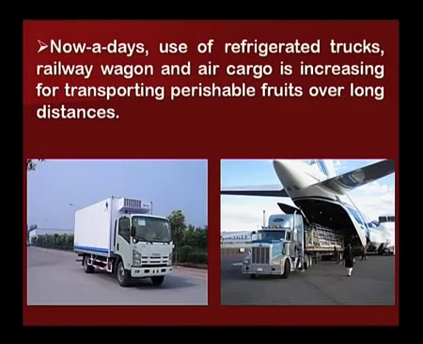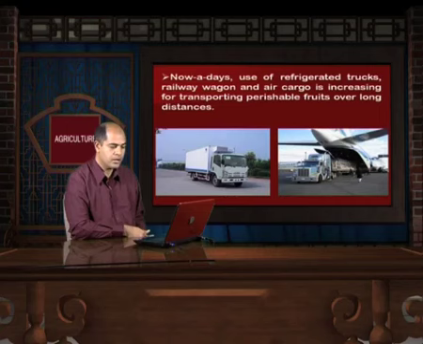Nowadays, use of refrigerated trucks, railway wagons and air cargo is increasing for transporting perishable fruits over long distances. In this picture, you can clearly see the air cargo transportation of fruits.